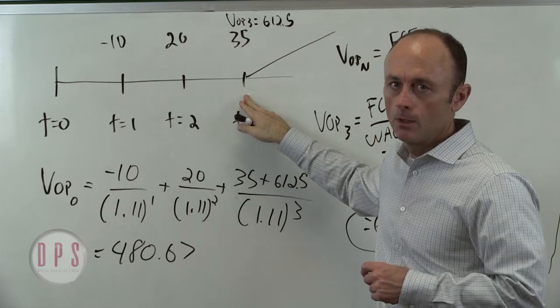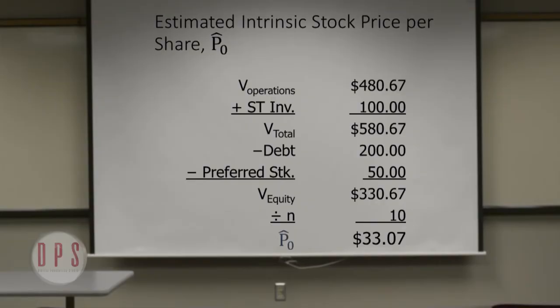Okay. So that would be the value of operations based on the series of cash flows and the assumption that the free cash flow increases by 5% each year in perpetuity. So we take the value of operations, we add back the short-term investments, subtract out the debt, subtract out the preferred stock, and get a total equity value of 330.67 divided by 10 million shares. We'd come up with a share price of 33.07.